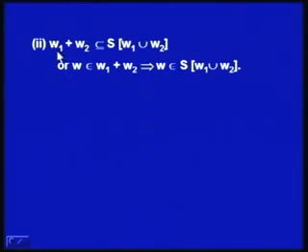The second part is that any vector in this set W1 plus W2 is also in the set which is the span of W1 union W2. So if W belongs to W1 plus W2, then we will prove that this also belongs to this, and that means W1 plus W2 is a subset of span of W1 union W2. So I start with W belonging to W1 plus W2. This implies W belongs to span of W1 union W2.